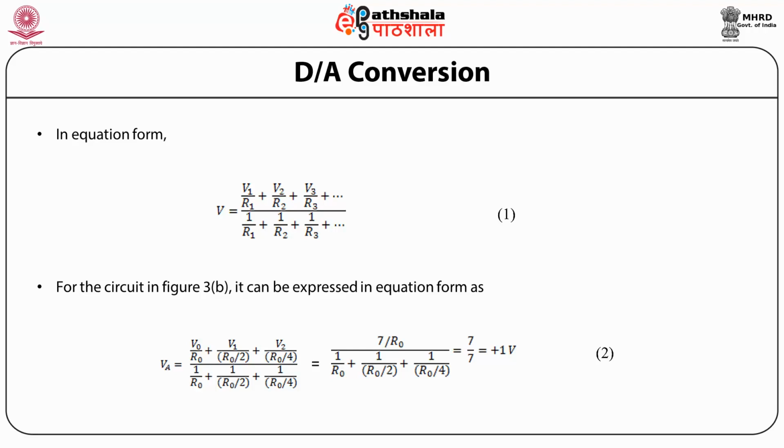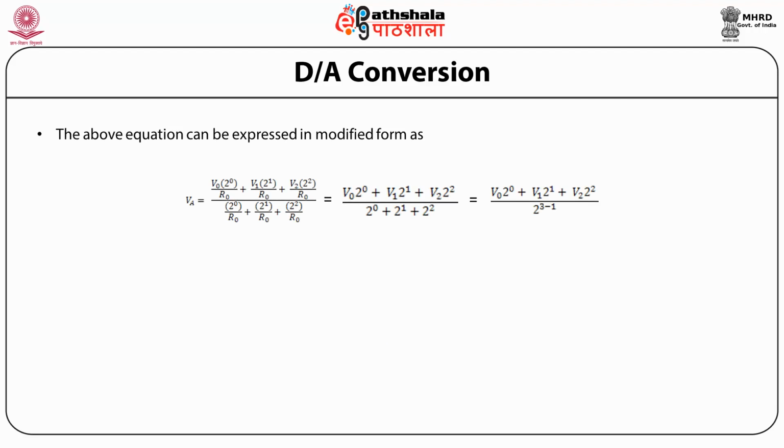VA is equal to V0 by R0 plus V1 divided by R0 by 2 plus V2 divided by R0 by 4, divided by 1 by R0 plus 1 by R0 by 2 plus 1 by R0 by 4, which equals 7 by R0 divided by 1 by R0 plus 1 by R0 by 2 plus 1 by R0 by 4. This results in VA being equal to plus 1 volt.